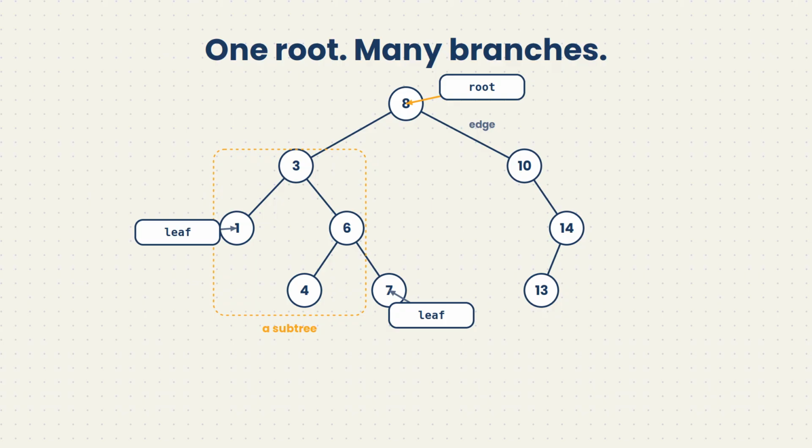One more idea we lean on constantly. Any node plus everything beneath it forms a subtree. So a tree is built from smaller trees. Every child is the root of its own. That self-similarity is exactly why trees and recursion go hand in hand.